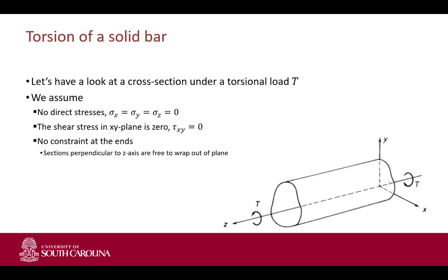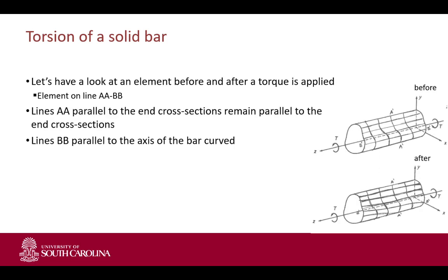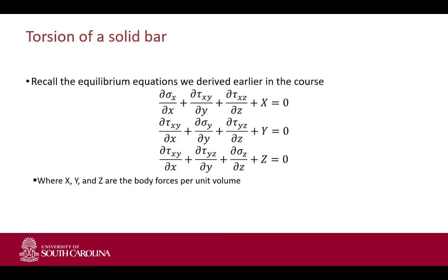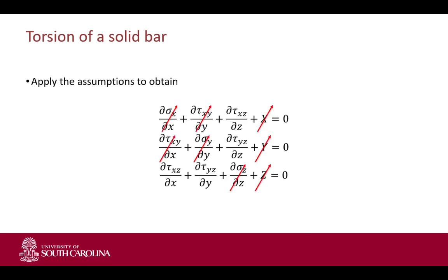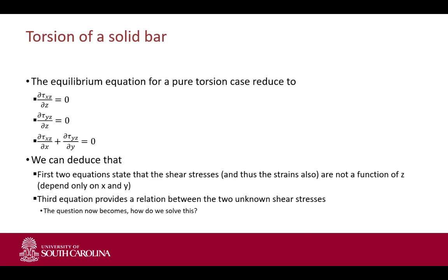So in pure torsion, we have no direct stresses, no sigma x, sigma y, sigma z, and we assumed also no tau xy. With that in mind, we took a look at the equilibrium equations, and we simplified it to basically 3 sets of equilibrium equations. Based on that, we could deduce what the form of tau xz and tau yz can look like. And we said based on this form, it can be only a function of x and y. And the third one basically gives us a relationship between the two different functions in order to satisfy all 3 stress equations simultaneously.